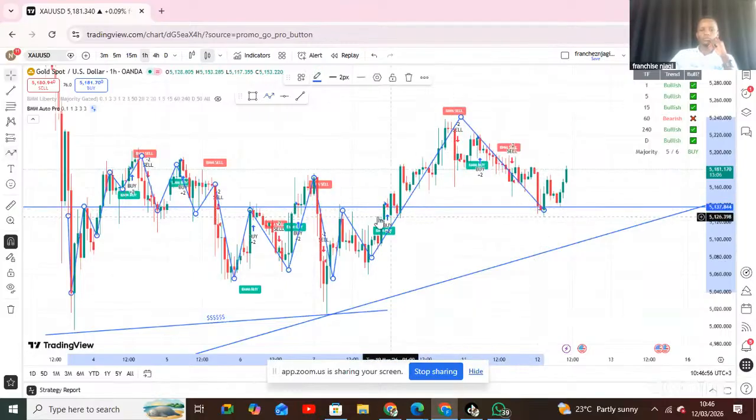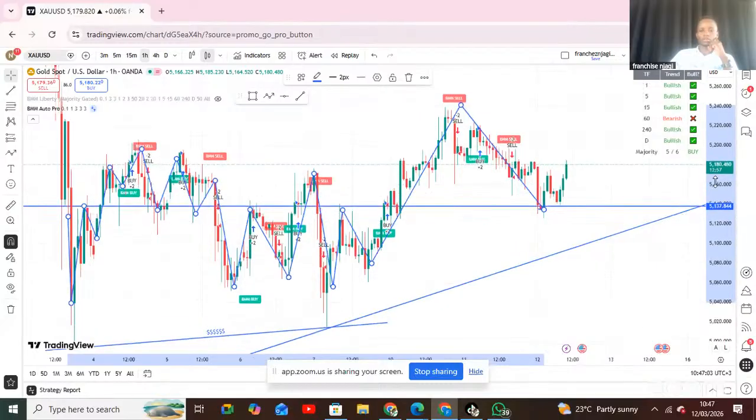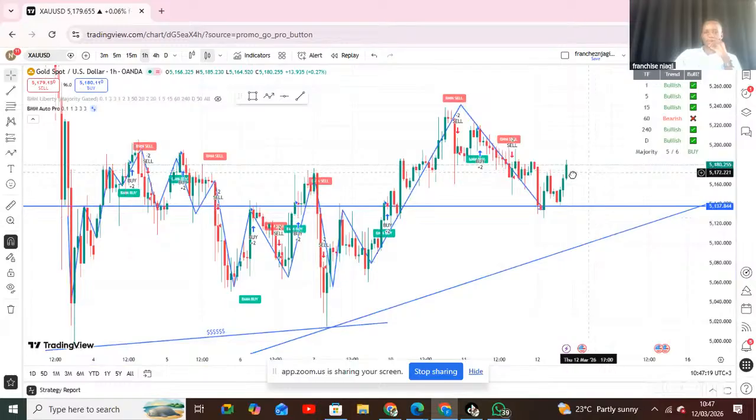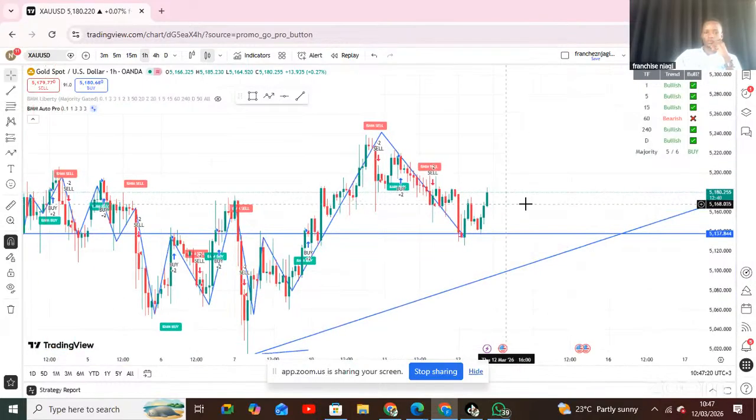So I marked my position here and went into a buy limit until the market came and touched us, attacked me, and went up. I closed it around $178. So that was just a buy. So let's see the possibilities of gold, what it will do again today.